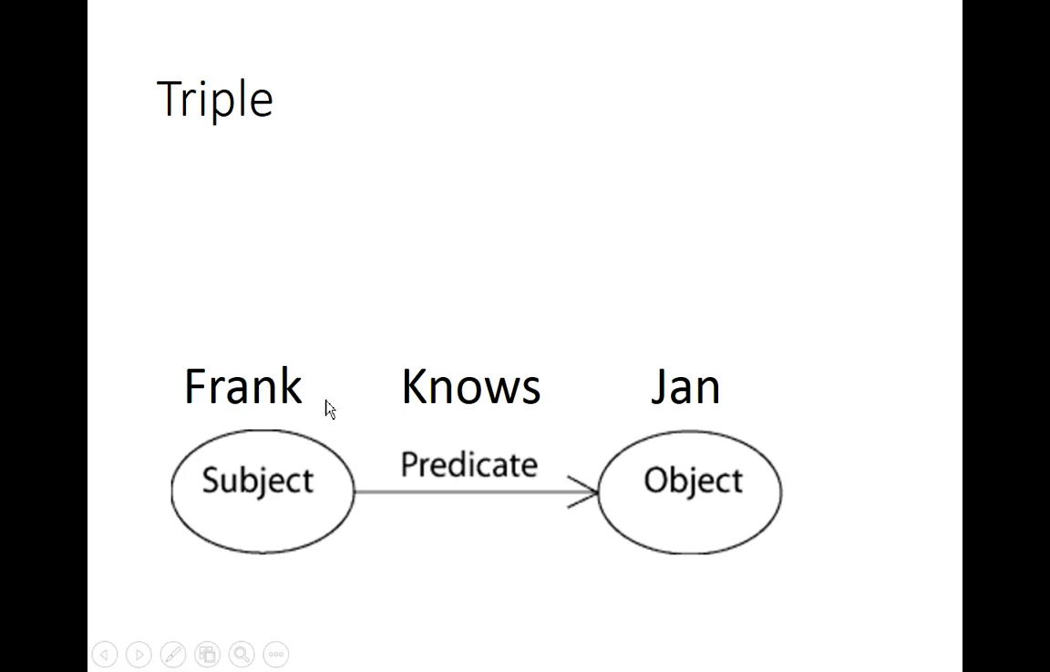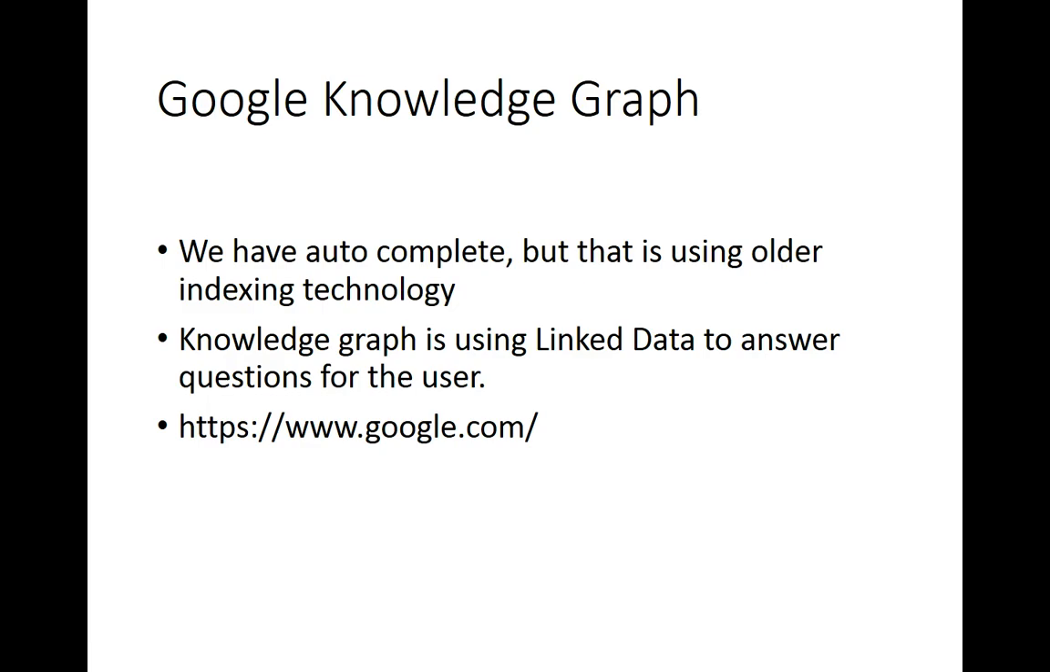So again, I kind of botched up the example, but we'll go back to the original one. Frank knows Jan: subject, predicate, object. That's a triple. So I have just a little bit more here. I thought what I would do is just wrap up what linked data is and where we are. Linked data is really in its infancy. It is no longer pie in the sky. People are doing it. I'm going to show you an example. Google is doing it with their knowledge graph.